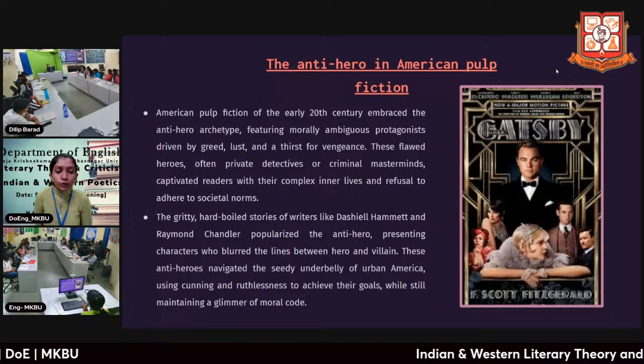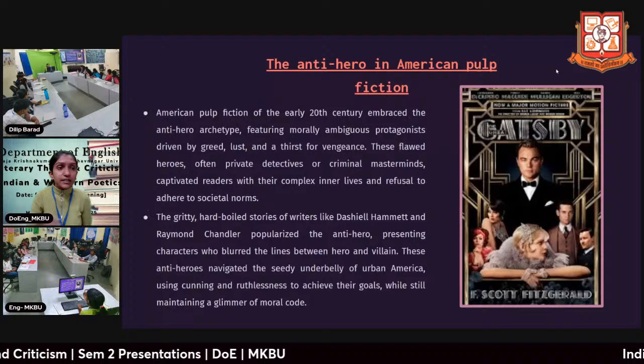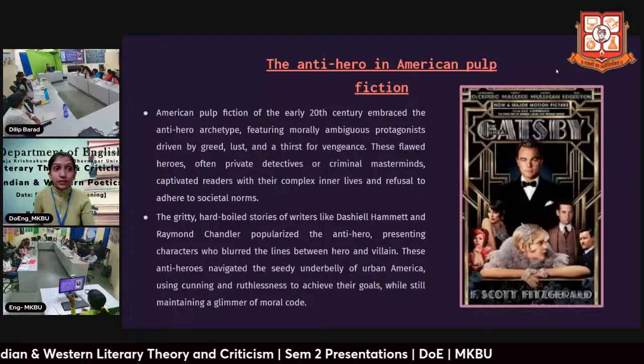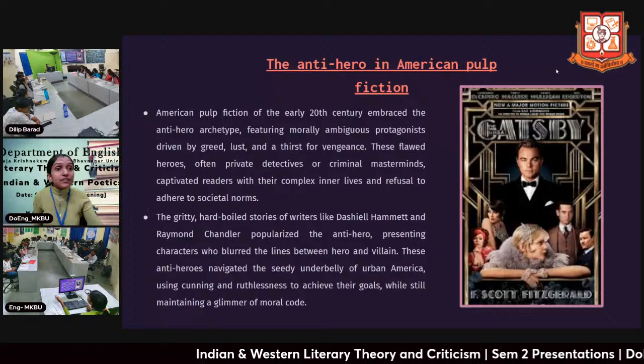Or we can also take this kind of character, J. Gatsby. We can choose an example from American novels, right? The American Dream that we find in J. Gatsby. Also, as I mentioned in the first paragraph, they captivate readers with their complex inner lives. After the death of J. Gatsby, we find the diary of Gatsby, right? He is a mysterious person. Each and every day, what he has to do, he just notes down, but not a single person knows about it except his father.